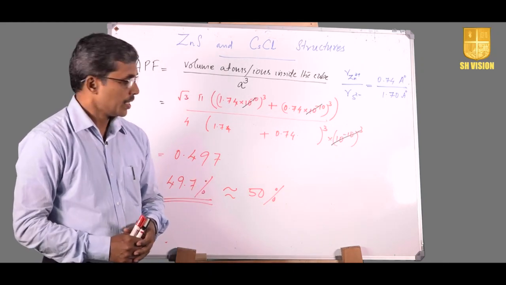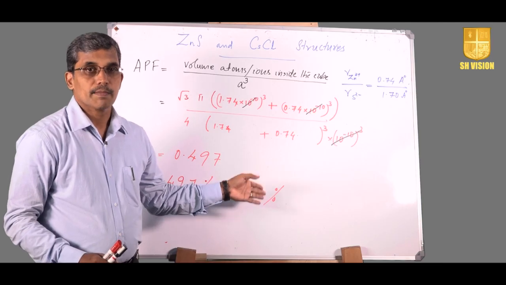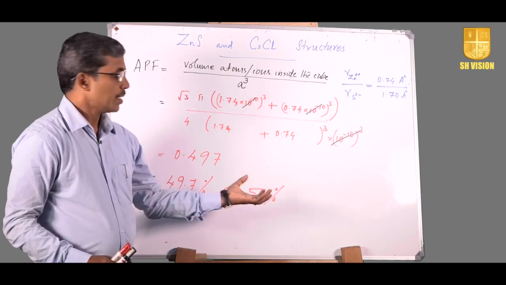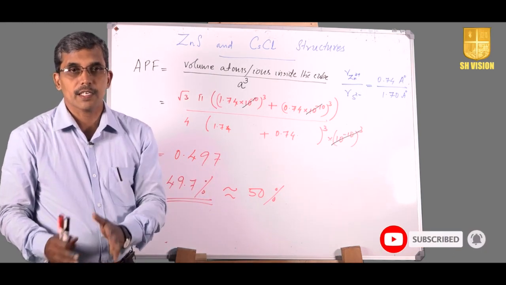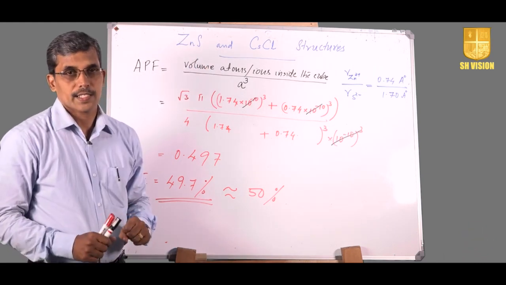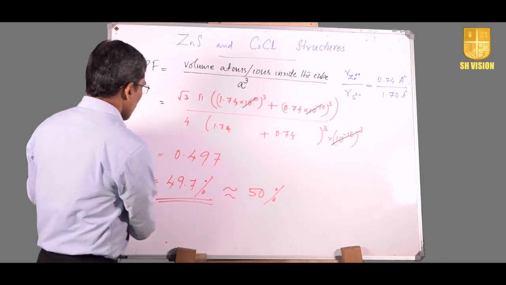is vacant. Whereas in the case of real face-centered cubic crystal structure, the packing efficiency was 74%, and in diamond cubic crystal structure, packing efficiency was 34%, whereas in zinc blende crystal structure, packing efficiency is 50%. That is why it is another totally different crystal structure, that is zinc blende or sphalerite crystal structure. And we have one more crystal structure to be discussed, that is cesium chloride crystal structure.